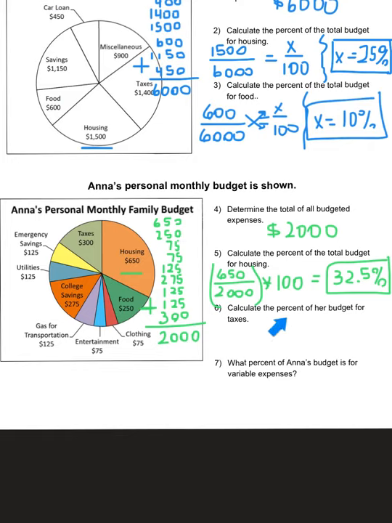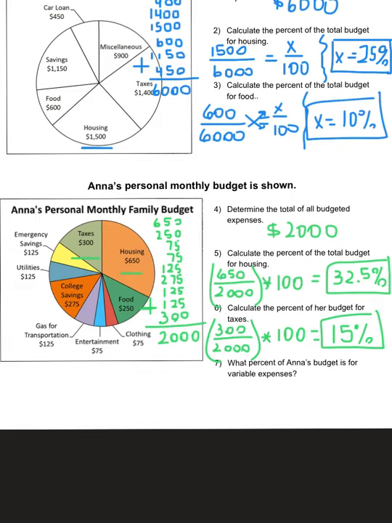Number 6, calculate the percent of her budget for taxes. So when I look at the pie chart for taxes, she puts aside $300 for taxes. If I set this up like I just did on number 5, I'm going to do the part which is 300, out of the whole 2,000, and multiply by 100, and that would give me 15%. So 15% of her budget goes towards her taxes.